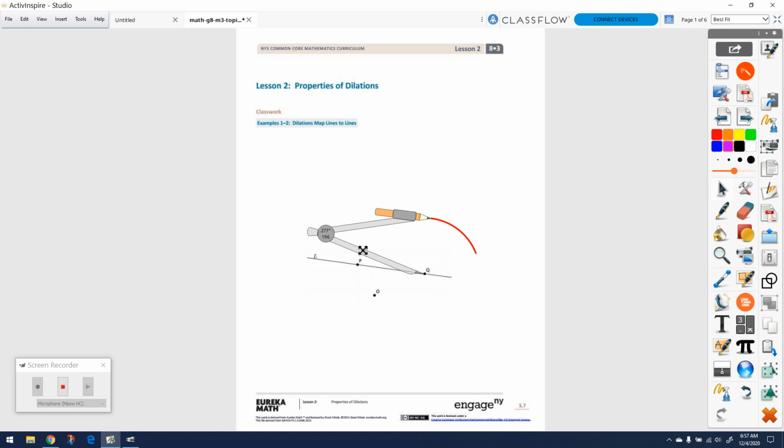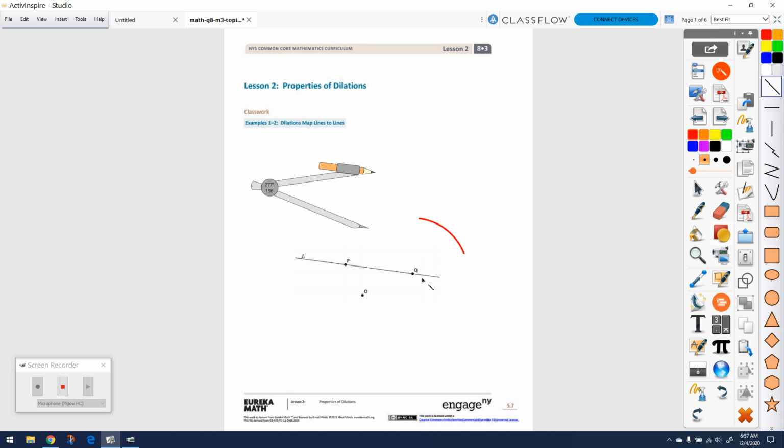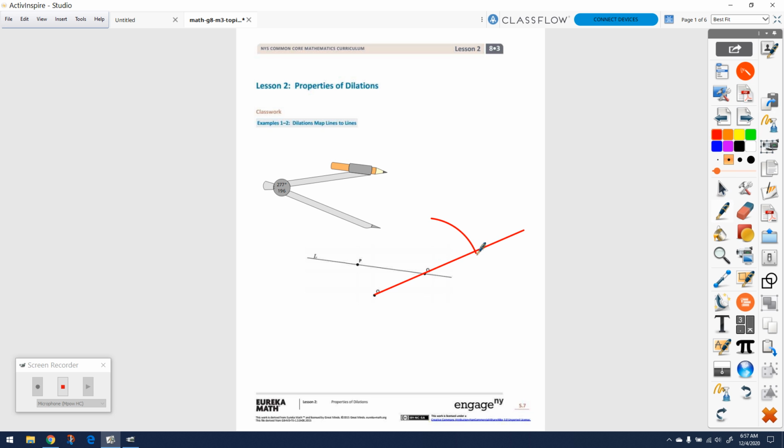Then I'm going to move this out of the way and grab my straight edge, and connect point O to point Q, but I'm going to extend it past. The point where our arc intersects with the line is then our Q prime. Then I'm going to do the same thing on the other side.